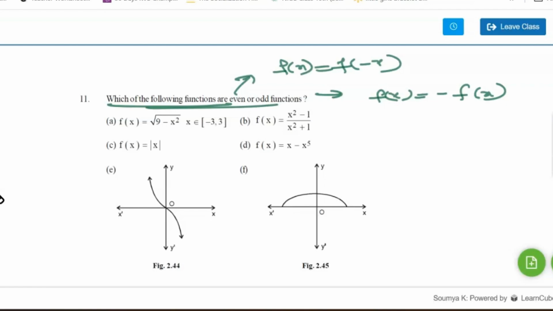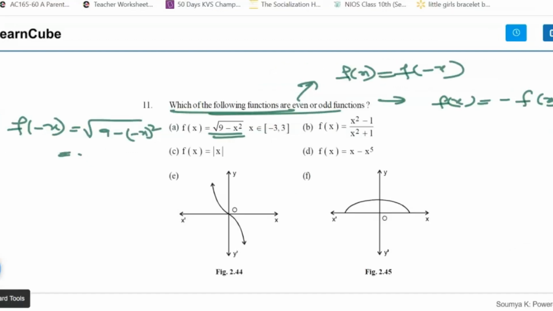So the first ones are given in the form of equations. So f of x equal to root of 9 minus x square. In this case, f of x you already know, so consider f of minus x. So apply that, 9 minus minus x the whole square. So it is 9 minus x square again if you expand this. So you can see here directly you are getting f of x. So both are same, so you can say it is an even function.